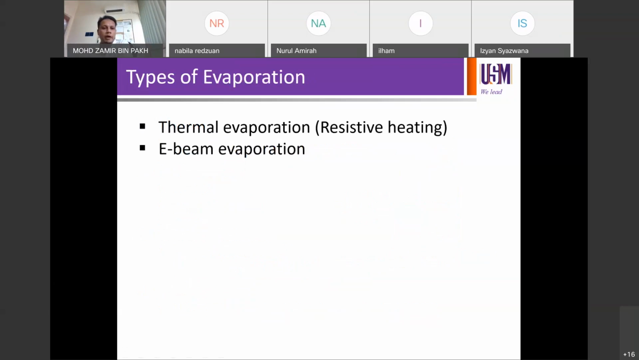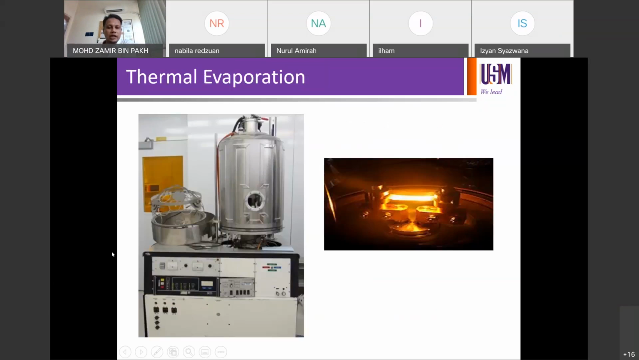So when we talk about evaporation, we have two systems. We have thermal evaporation, or we call resistive heating, and another system is called e-beam evaporation. Okay. So this is how it looks like. This is not our lab system, bukan kita punya lab. Ni Google punya gambar. Lab punya is something like the video that I attached on the next slide, I think. So it looks like this.